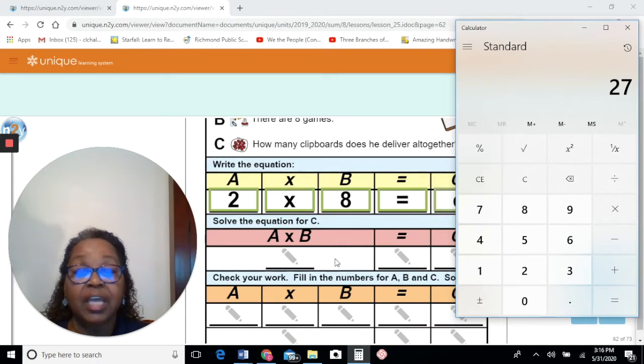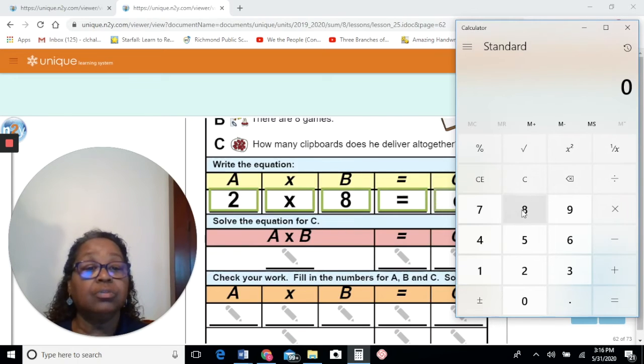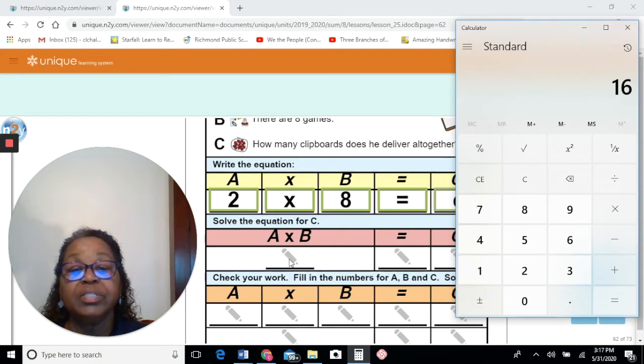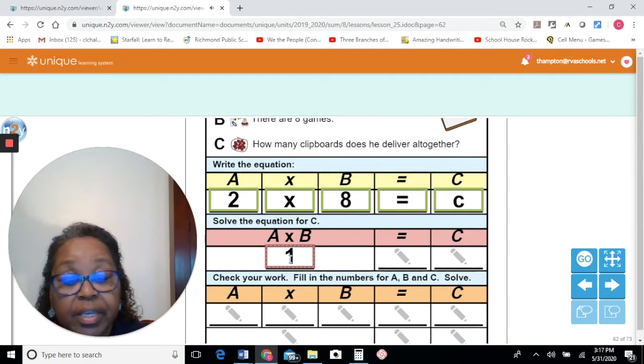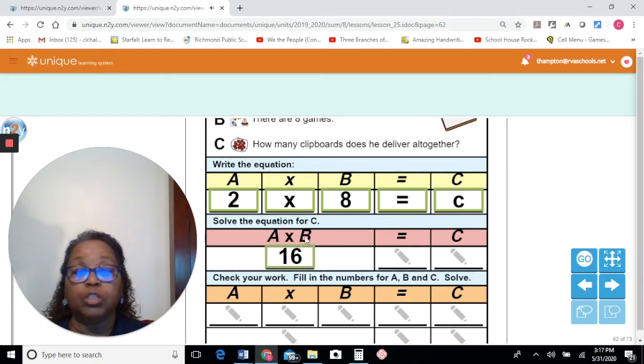So we're going to say A times B, and we know that A is 2. Oh, got to clear our calculator first. That's very important. So we're going to hit the clear button, and our expression is 2 times 8. So let's type that in, 2, multiplication sign, 8. To get the answer, we hit equal, and we get 16. So we're going to put 16 in place of that multiplication problem. So we get 16 equals C.